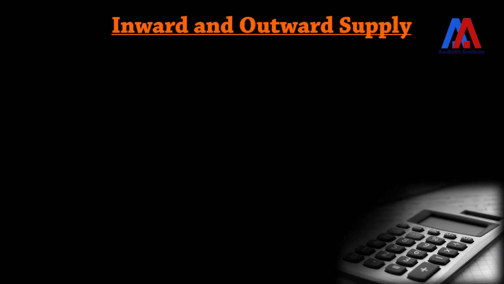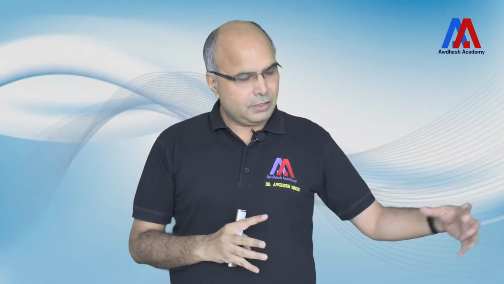Now let us understand the concept of inward and outward supply. Now suppose you are a manufacturer or a service provider. In that situation, what happens is that you receive certain services or goods. Using that, you provide your final service or final supplies of goods or services or both. So whatever you are receiving, that will be called inward supply, and whatever you are providing, that will be called outward supply.